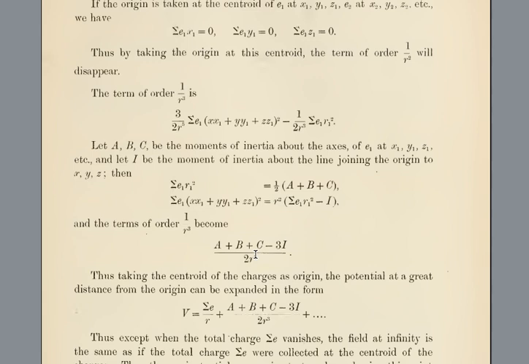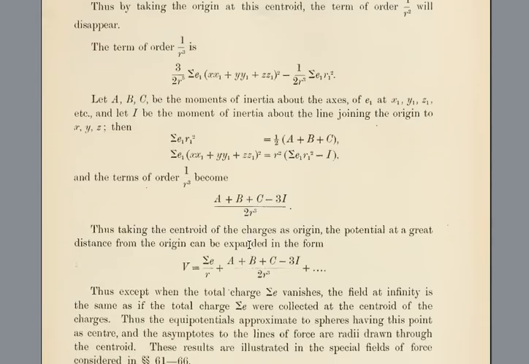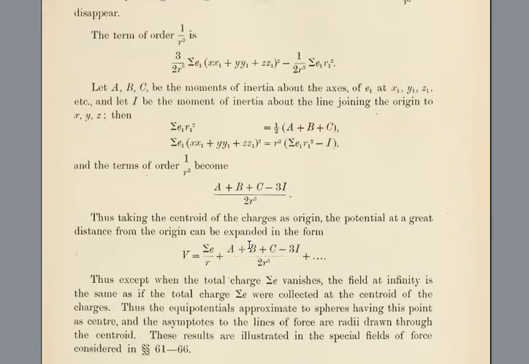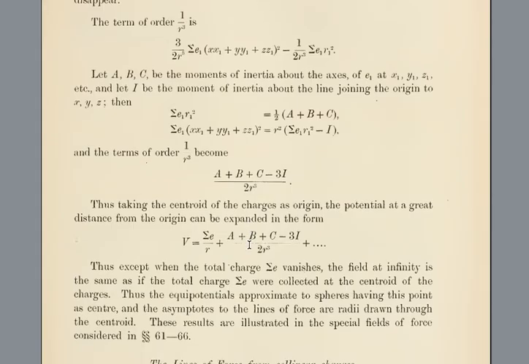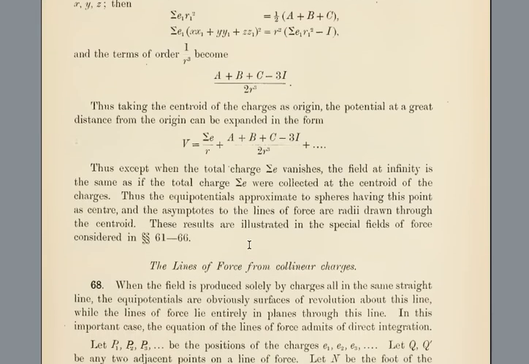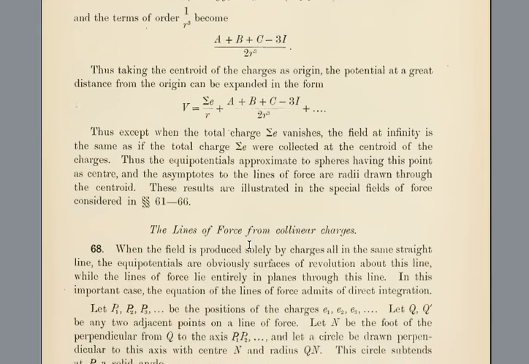Thus, taking the centroid of the charges as the origin, the potential at a great distance from the origin can be expanded in the form potential equals total charge divided by r plus 1/2 of sum of charge times r sub i squared minus 1/3 of the moment of inertia divided by r cubed. Thus, except when the total charge sum of e vanishes, the field at infinity is the same as if the total charge sum of e were collected at the centroid of the charges.